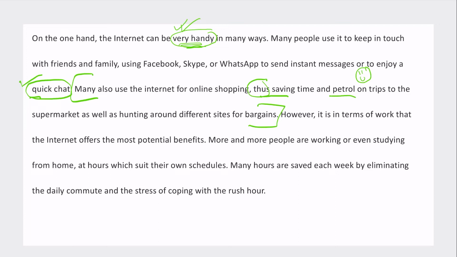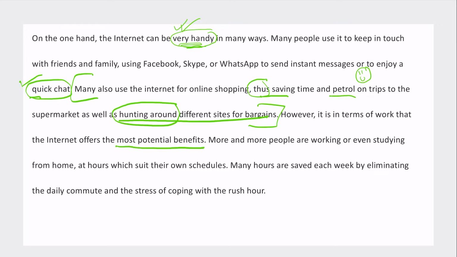As well as hunting around different sites for bargains. So, hunting around different sites for bargains, again, a very natural, native-like phrase. Again, "hunting around," a little bit informal. So this is the pattern that we're seeing with this person's writing. However, it is in terms of work that the internet offers the most potential benefits.